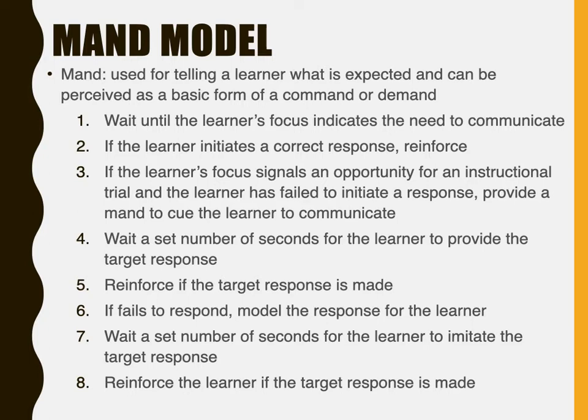Number 6, if the learner fails to respond or responds incorrectly, model the response for the student. For example, "Tell me drink." Number 7, wait a set number of seconds, for example 3 seconds, for the learner to imitate the target response. Number 8, reinforce the learner if the target response is made. The instructor may say, "Yes, drink," while pouring a cup of lemonade for the student. Now we will watch a short video clip about how the mand strategy is being used in the special education setting for students with disabilities.